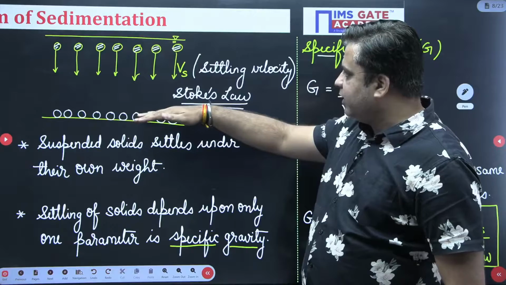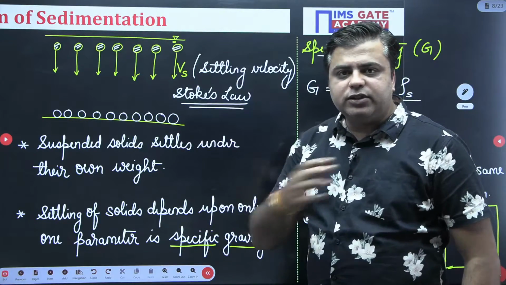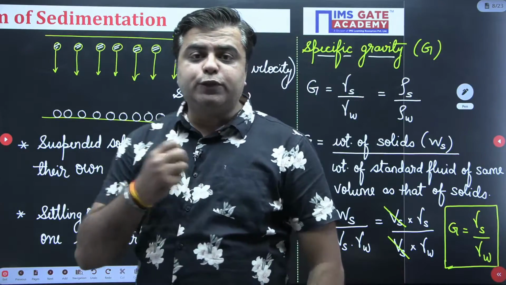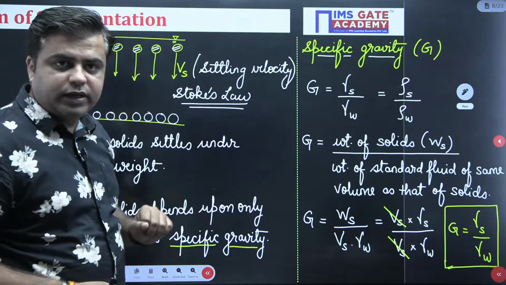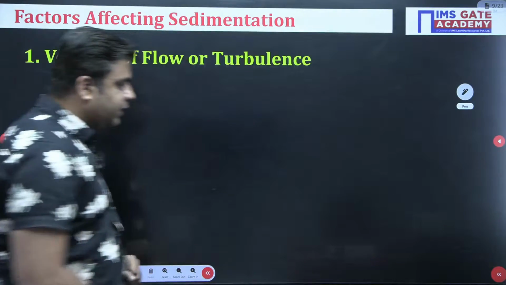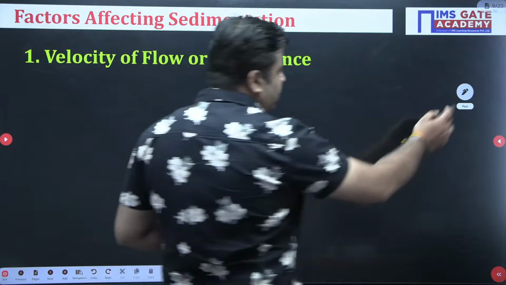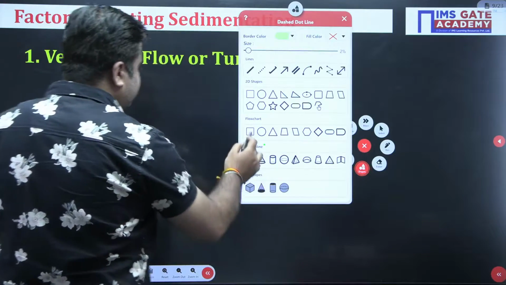The particle is settling with a constant velocity, that is the settling velocity, and it is determined using Stokes' law. Now the next part of the discussion is on which factors this settling of solids will depend. One by one we will discuss all the factors which affect the sedimentation of solids. The first factor that affects the settling of the solids is the velocity of flow.